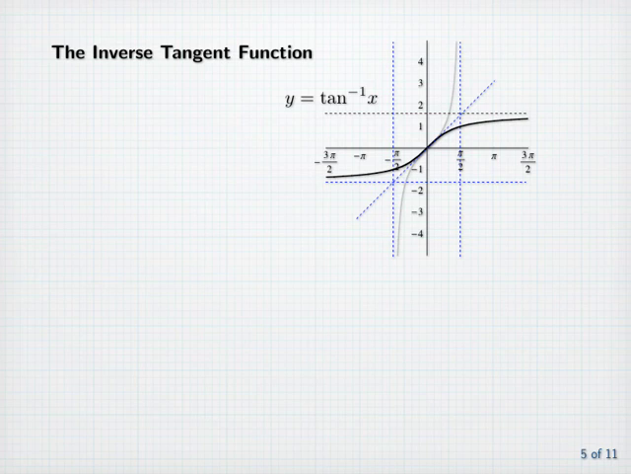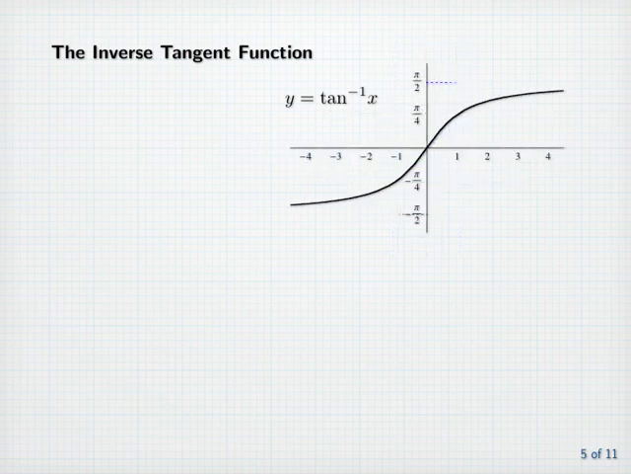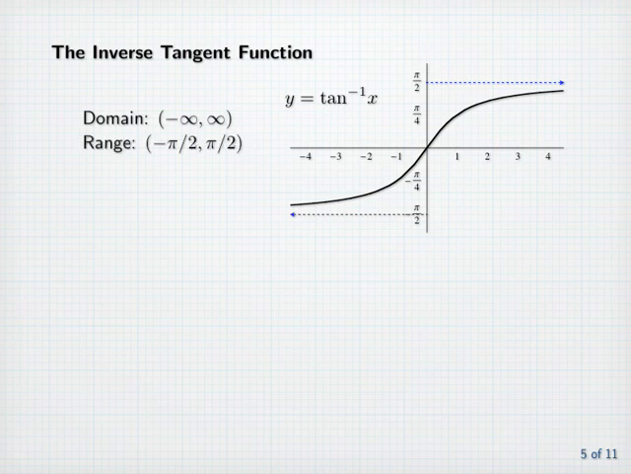Notice that the vertical asymptotes to the graph of tangent have reflected to become horizontal asymptotes to the graph of inverse tangent. The domain of inverse tangent is all x, and its range is the open interval from minus pi over 2 to pi over 2.